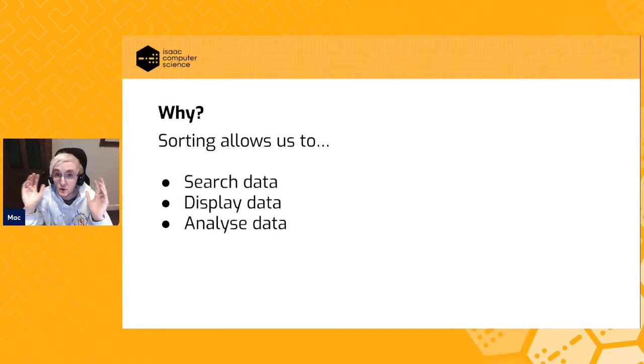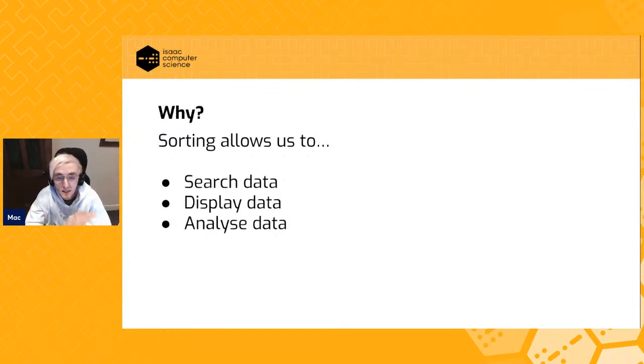And finally, sorting data allows us to do analysis. So putting data in order allows you to do things like find the median value. It allows you to sort data sets by different parts of it, right? You might sort it by name at first, then maybe age. You can sort through different things to get different analysis of the data.